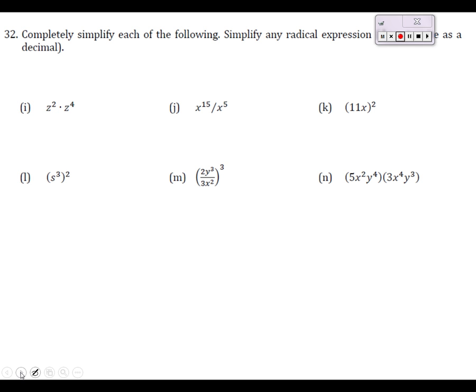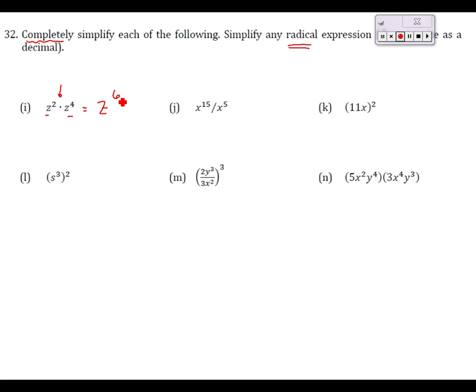So we're still on 32. They want us to completely simplify each of the following. They want us to simplify anything that is radical, which on this slide, there are no radicals. That's going to happen on the next slide. I'm going to start with A, and this is again just some multiplication, realizing some of my exponent rules: if you see the same base twice with multiplication in between, write the base once and add the exponents.